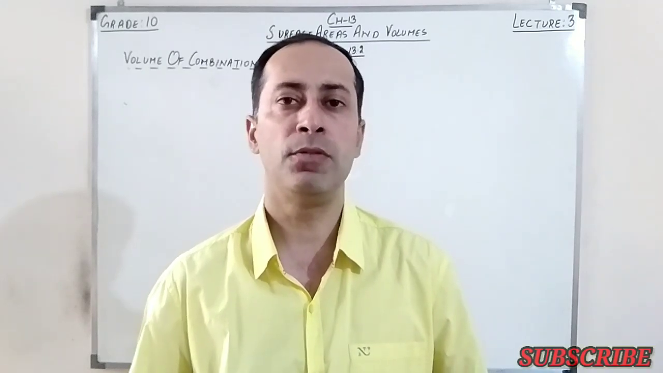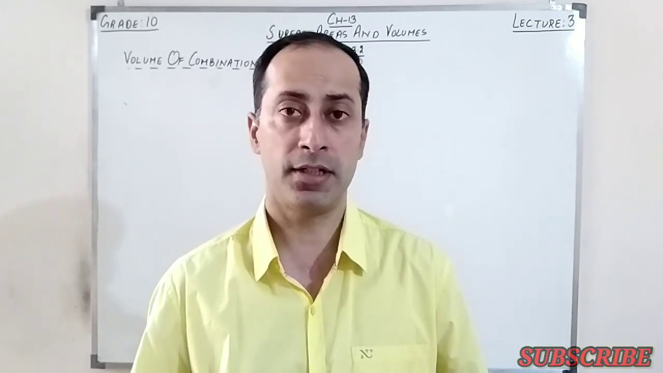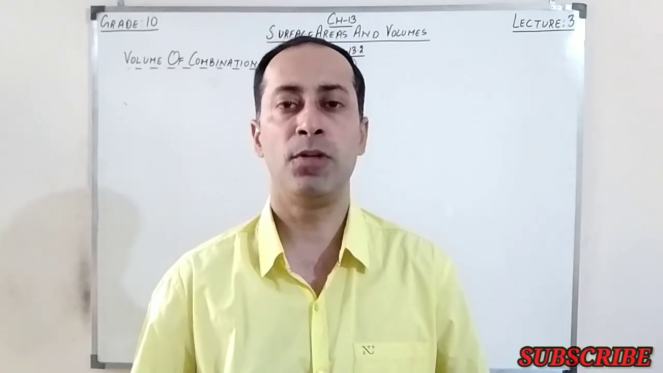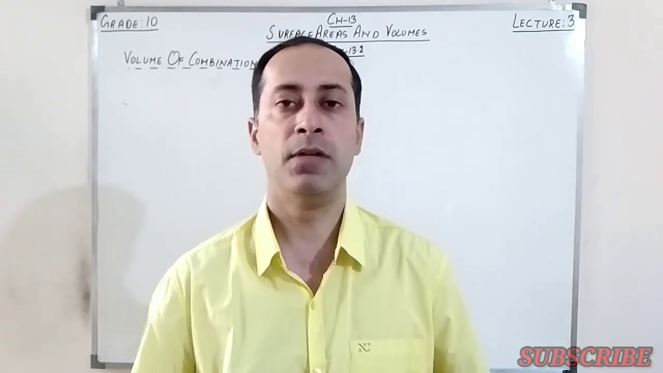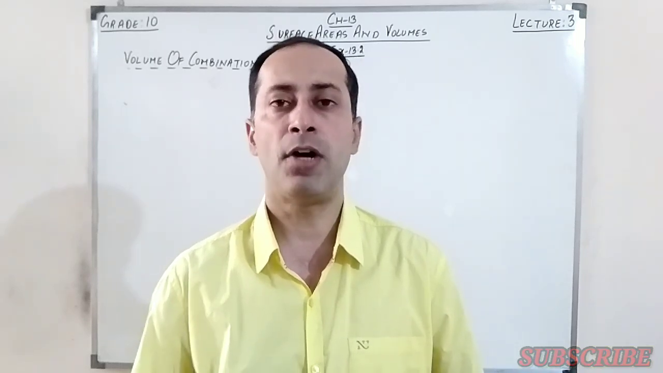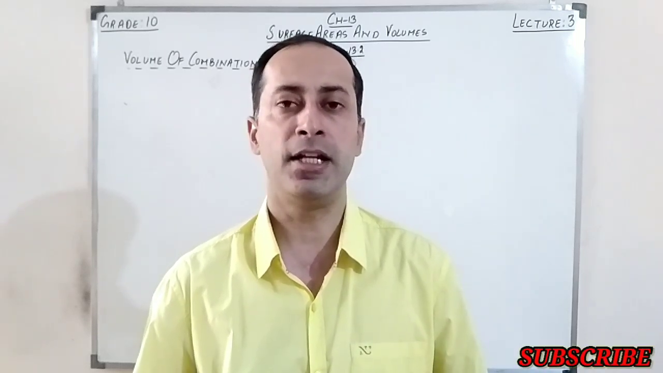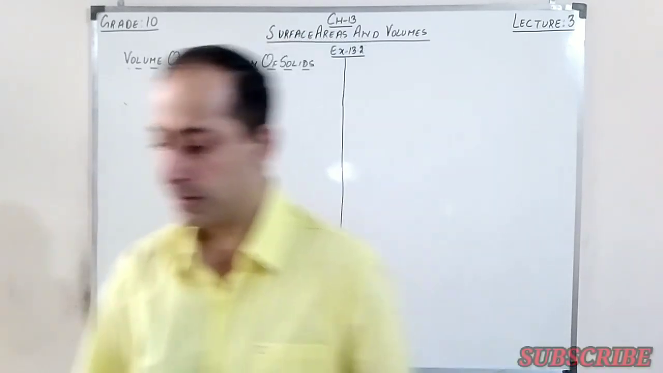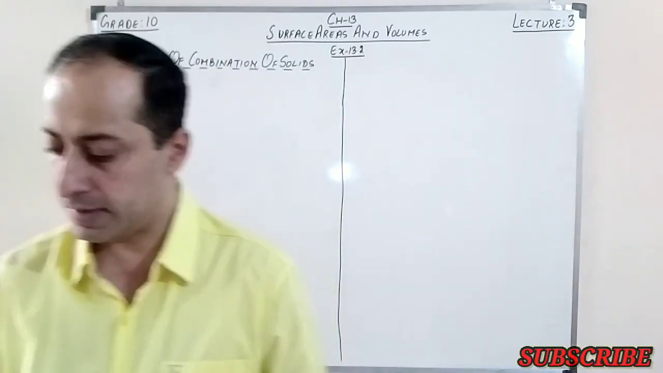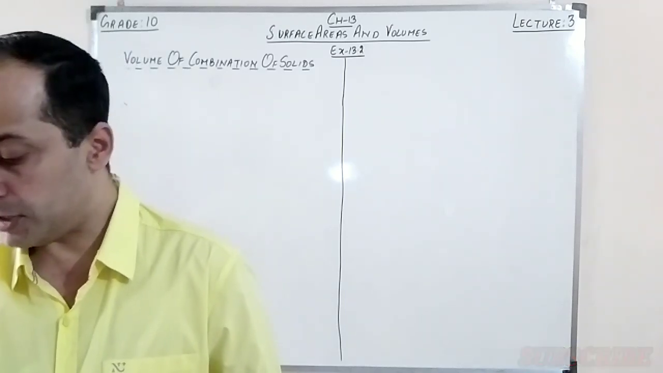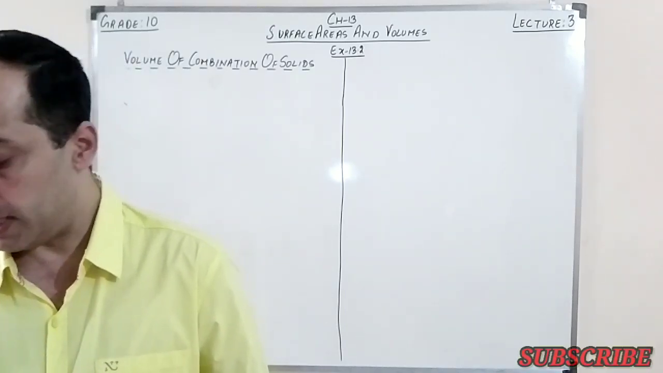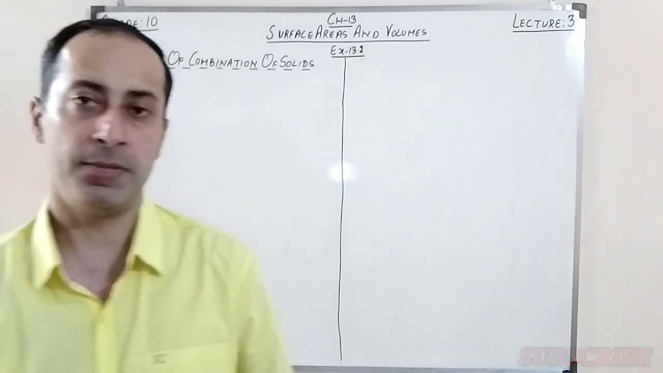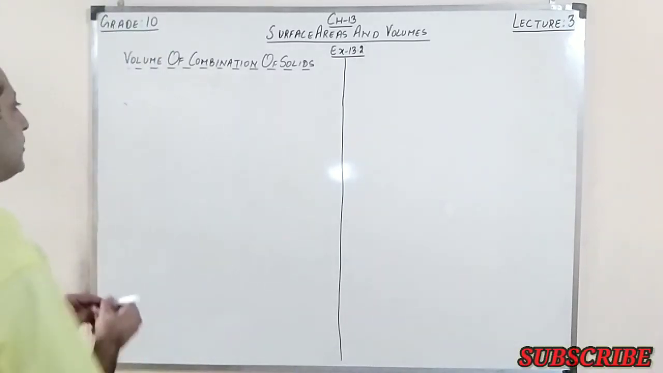When we talk about the volume of the combination of solids, the important thing we have to take care of is that we have to add the complete volume of each solid which is there, right? So without wasting time, let's start with exercise 13.2 of this chapter. Now let's see the first question. The first question of this exercise is given: a solid is in the shape of a cone standing on a hemisphere with both their radii being equal to 1 centimeter.